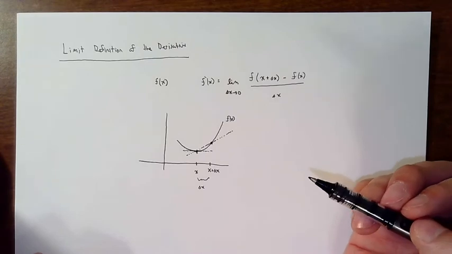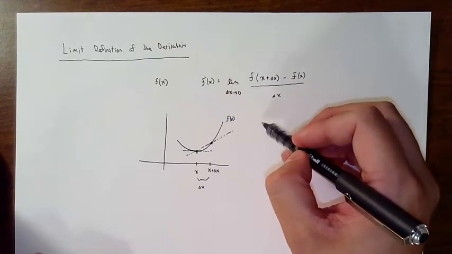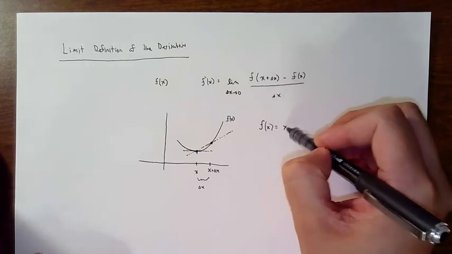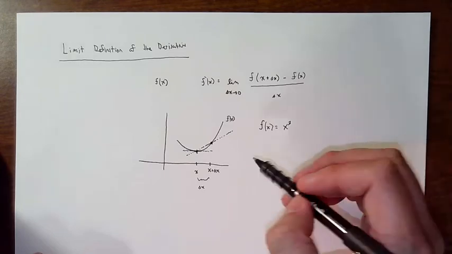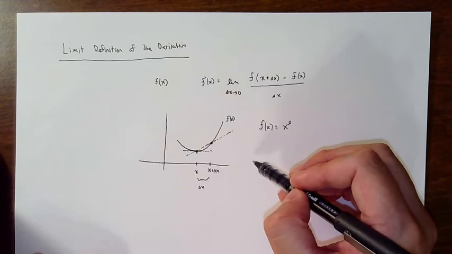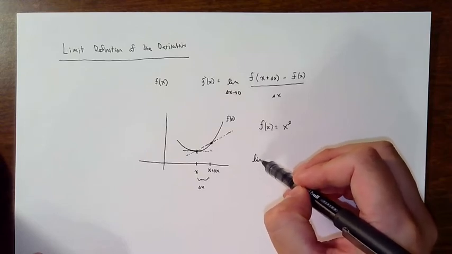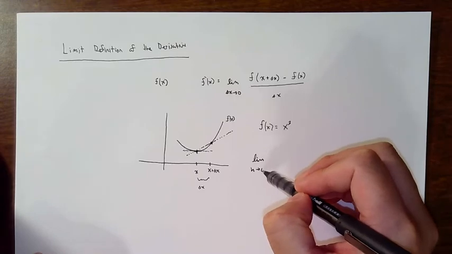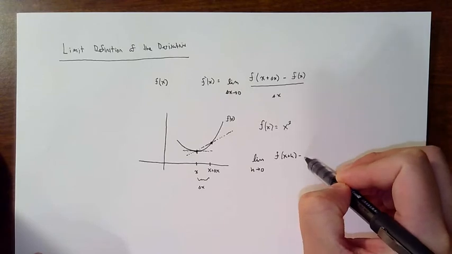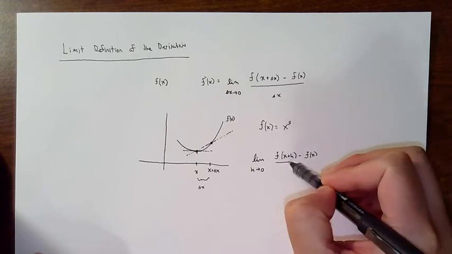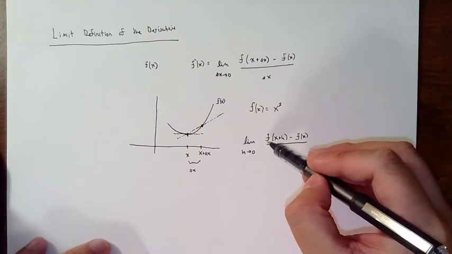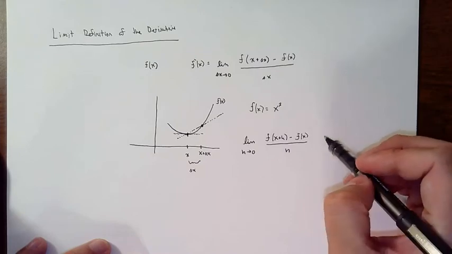So we can do a very basic example of this. Let's consider the function f of x equals x squared. Okay, so when I do mine, I really like to use h instead of delta x to keep things from getting confused. So we'll write out our definition. Limit as h goes to 0 of f of x plus h minus f of x over h.